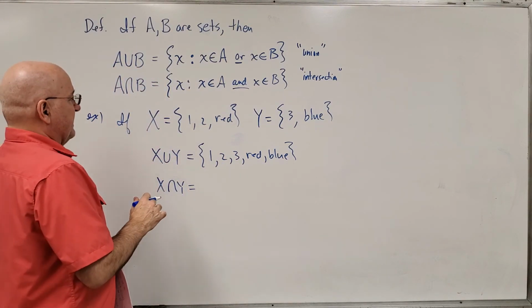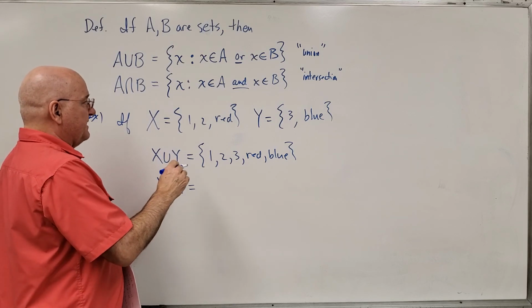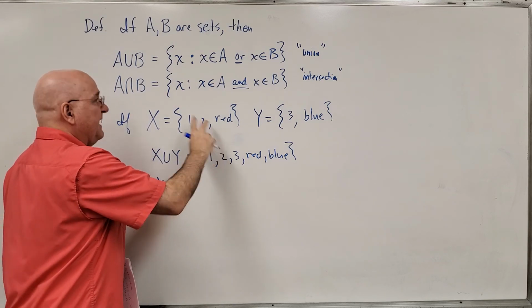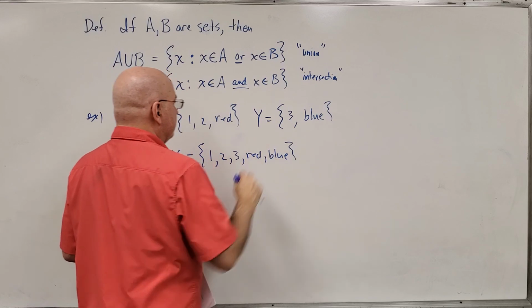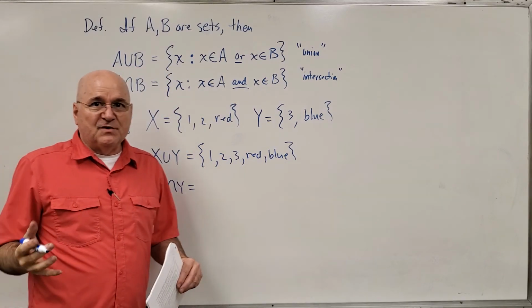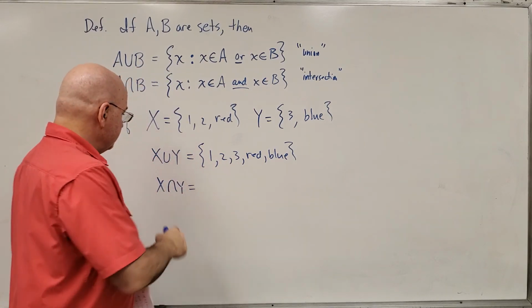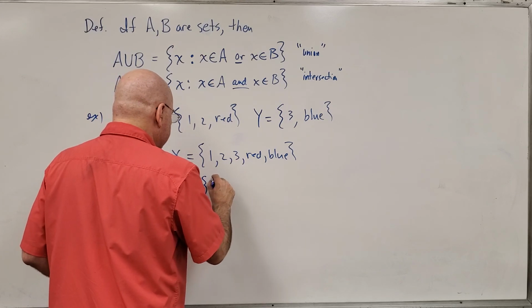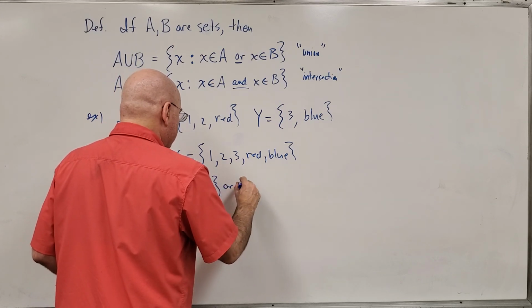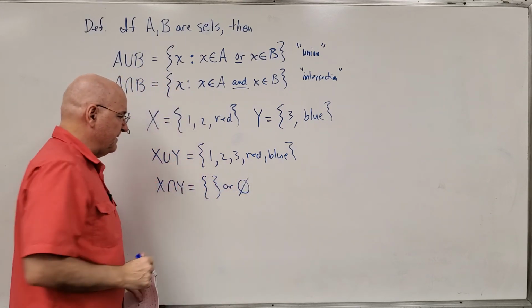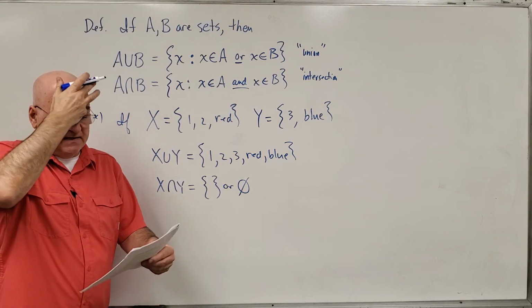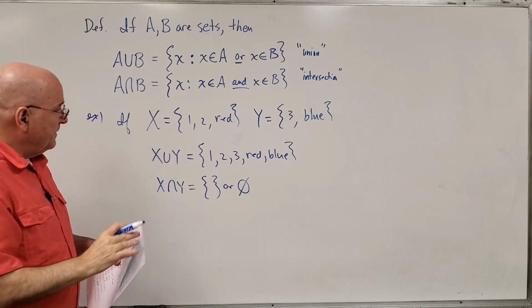And what's the intersection? What is the set of all x such that x is in this set and also it's in this set? Well, notice they share no common elements. The intersection happens to be, in this case, the empty set. You don't have to write both of them. You can write either one of those to represent the empty set.